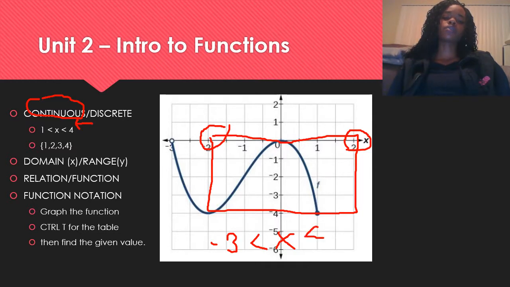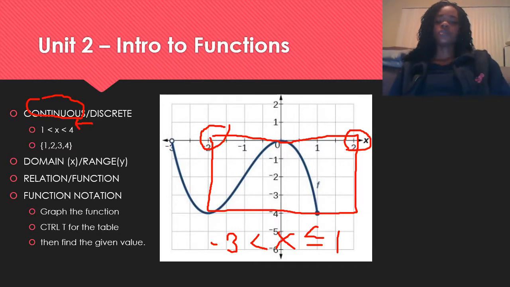So when you write your closed circle, you put the equal to sign underneath. You put the line underneath. So that's your domain from -3 to 1. We're not including -3 because it's an open circle, so no line underneath. But we are including 1 because it's a closed circle. You would do the same thing for your range from -4 to 0. Is it a closed circle? Is it an open circle?